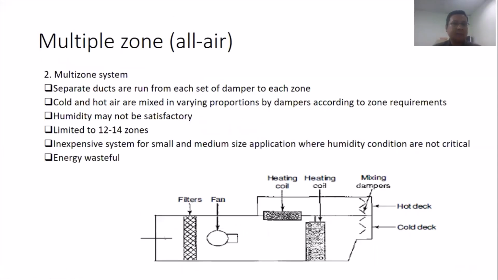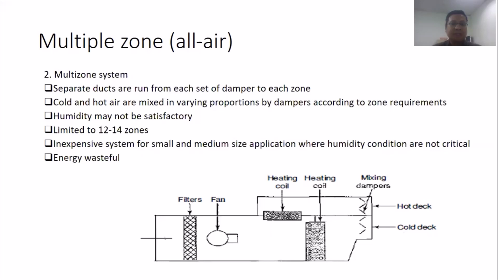And then multiple zone with the multi-zone system. So actually we can also control by the multi-zone system this way. We can separate the duct run from each set of dampers to each zone. So by using dampers, we can separate the duct system flow in the air supply. And then cold and hot air are mixed in varying proportions by dampers according to zone requirement. So we can control by implementing dampers.